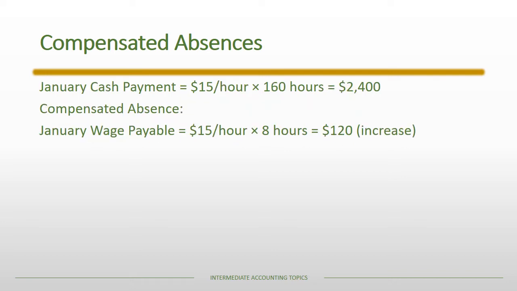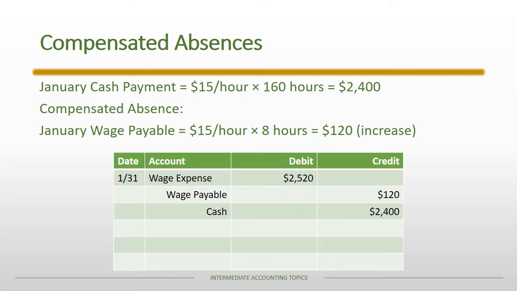All right, so let's talk about January. The payment would have been $15 per hour times 160 hours, or $2,400. But the employee would have also earned some vacation, and so we have to accrue that at $15 per hour times the 8 hours of paid vacation that they earn. Again, for every 40 hours of work, they earn 2 vacation hours, and so in this case, they've earned 8 hours in the month of January.